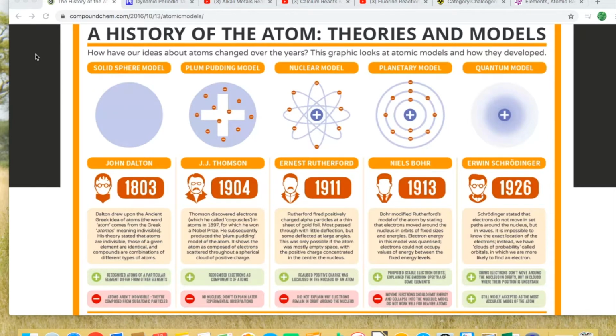In his gold foil experiment, what he had done was show that most of the atom was empty space, but he concluded as well that there was a very small but incredibly dense part of the atom in the middle and called this the nucleus. He concluded that it had a positive charge and that the electrons, which there was evidence for, were orbiting the nucleus and occupying most of the space.